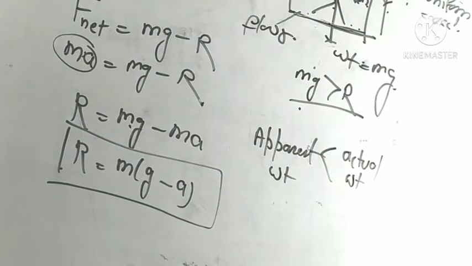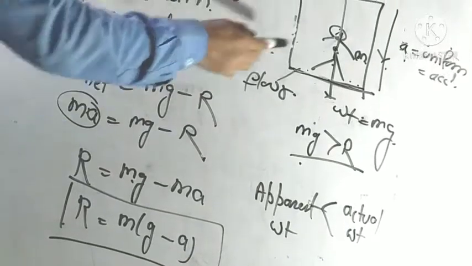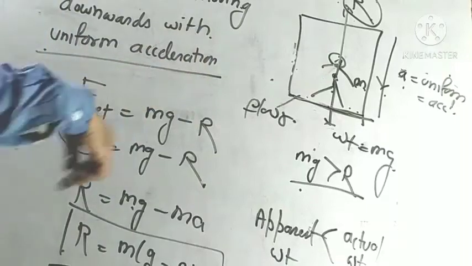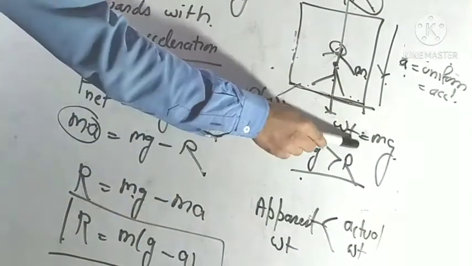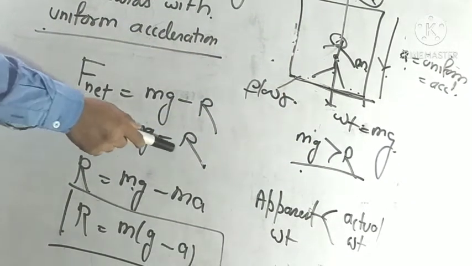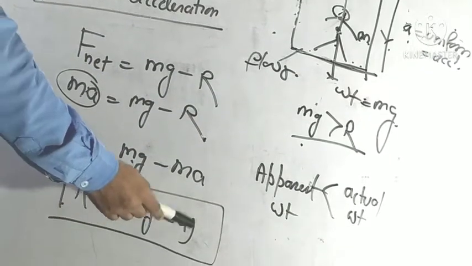Okay, I repeat again what we do here. When the lift is moving downward with uniform acceleration a, the net force working on this man will be F net equal to mg minus R, since mg is greater here. So we can write ma is equal to mg minus R. We have to find the value of R, and R is equal to m(g minus a).